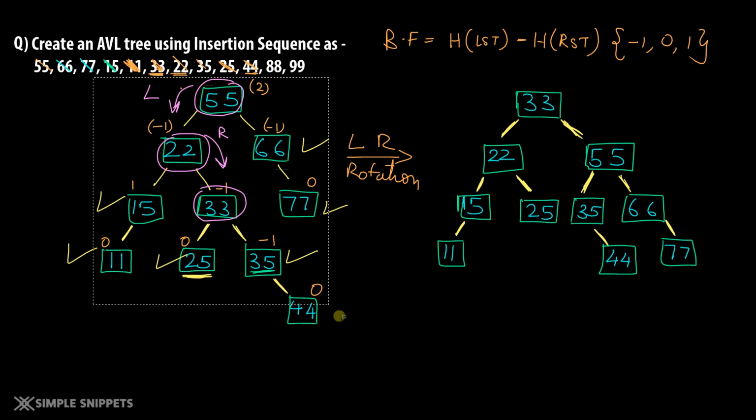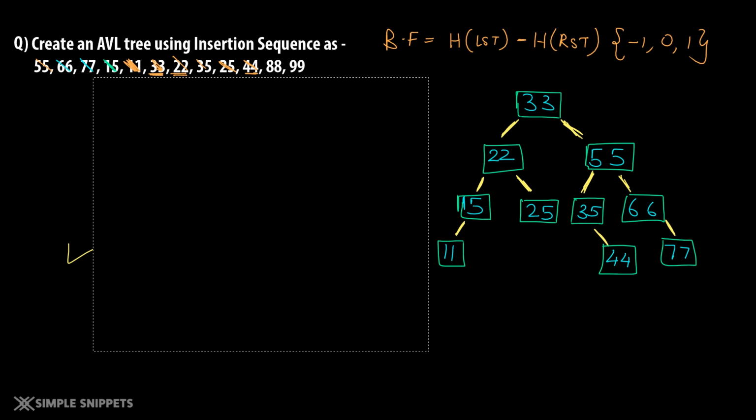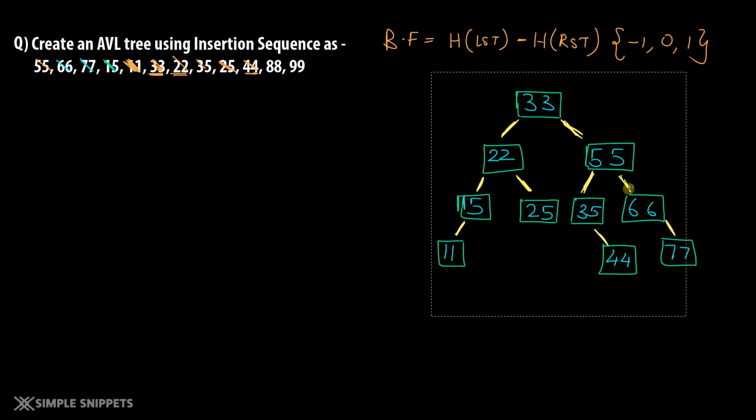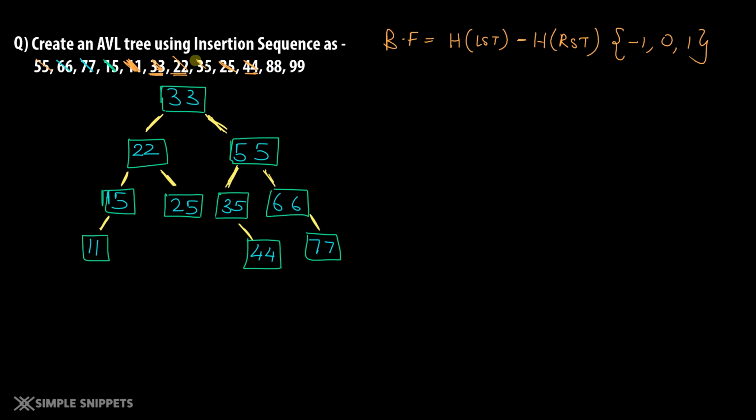Okay, so let me erase this, and now we will use this structure as our new AVL tree. Alright, so we're done with 44. Let's insert 88. 88 will go to the absolute right because 88 is the greatest one. So 33, 55, 66, 77. This is where 88 will go.